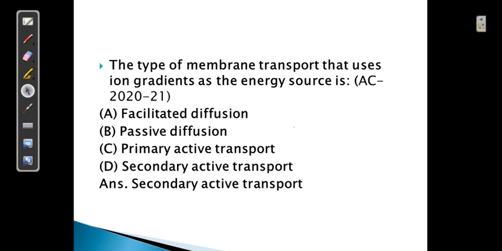In case of primary active transport, the drug is transported along with its own electrochemical gradient or against its own electrochemical gradient, but it will utilize the ATP. And in case of secondary active transport, it will utilize the ion gradient. It will utilize the ATP which is associated with the ion gradient, and the drug will be transported either in the same direction or in the opposite direction, meaning antiport and symport.